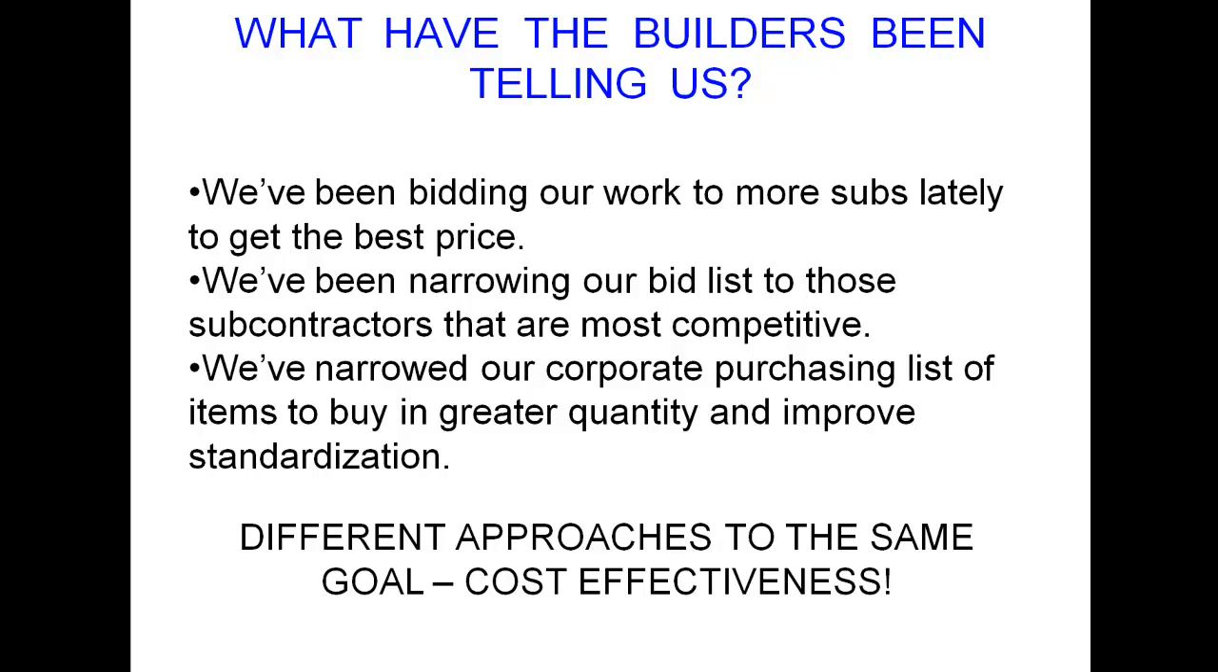Other people have been narrowing the list. They've had a big list, and instead of going out to the same group, they're narrowing, trying to get a little bit more critical mass with certain low-cost providers. Really, at the end of the day, they're trying to achieve a greater cost effectiveness. They're using different approaches to get there, but it's the same goal. We're bidding more, we're bidding less, whatever it is. The goal is to reduce the construction cost to the extent that we can, and still maintain a decent relationship with suppliers and a decent number of people that we can go out to in case demand does improve.